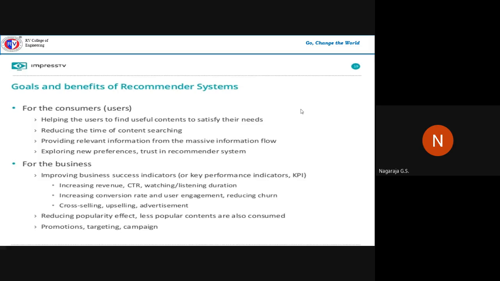For the business purpose, we have improving business success indicators. You can use key performance indicators: increasing revenue, that is CTR, watching or listening duration time, increasing conversion rate and user engagement, reduction of churn. Then cross-selling, upselling, advertisements. These are all useful on the business side. Reducing the popularity effect, so less popular contents are also going to be consumed. For promotions, targeting, and campaigning, the recommendation systems are much more useful.